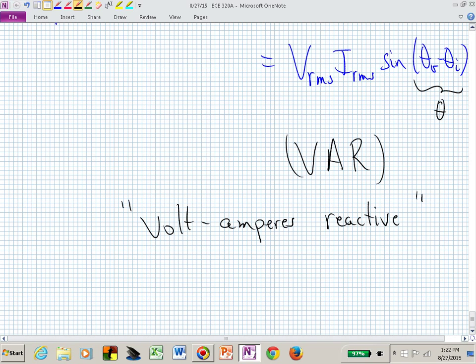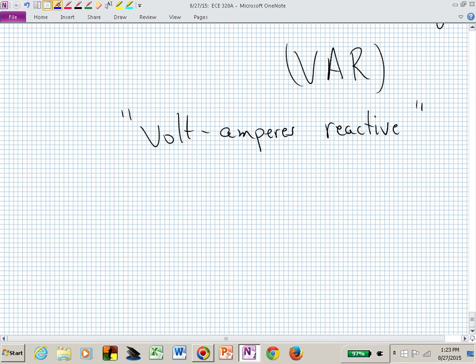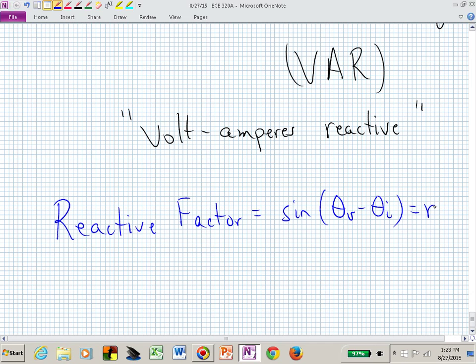And we have a way of keeping track of the sine of that angle and the cosine of that angle, and we give those terms names also. So now we're going to have a reactive factor, and that's going to be the sine of theta sub V minus theta sub I, and we'll call that RF, not for radio frequency, but this is lowercase r, lowercase f, the reactive factor.